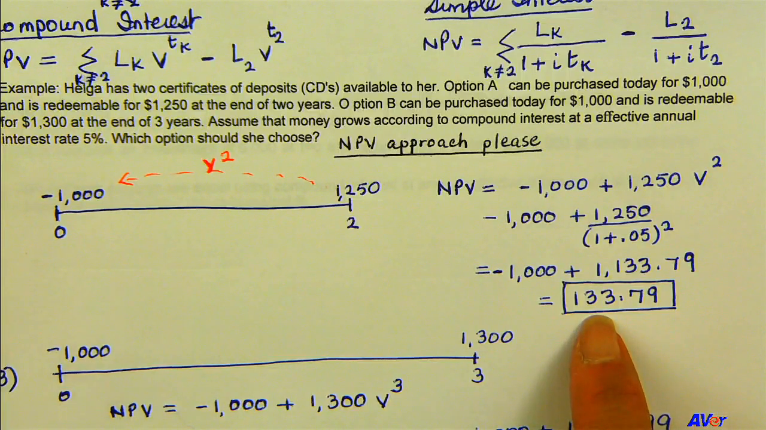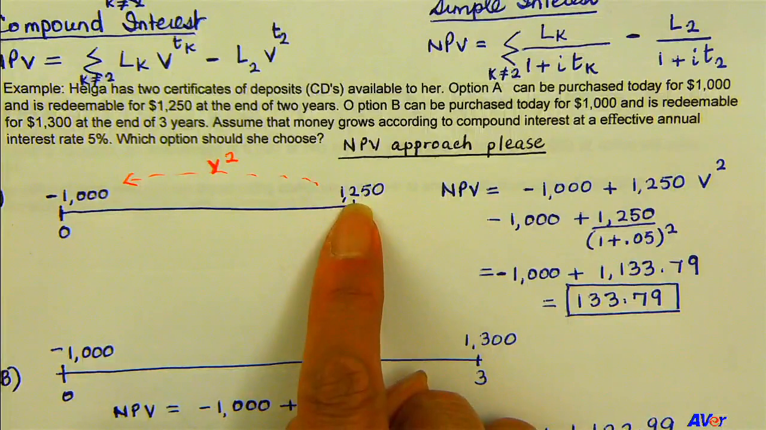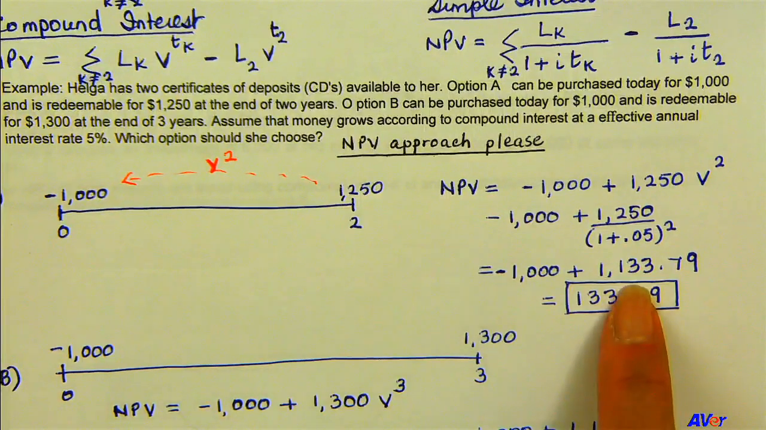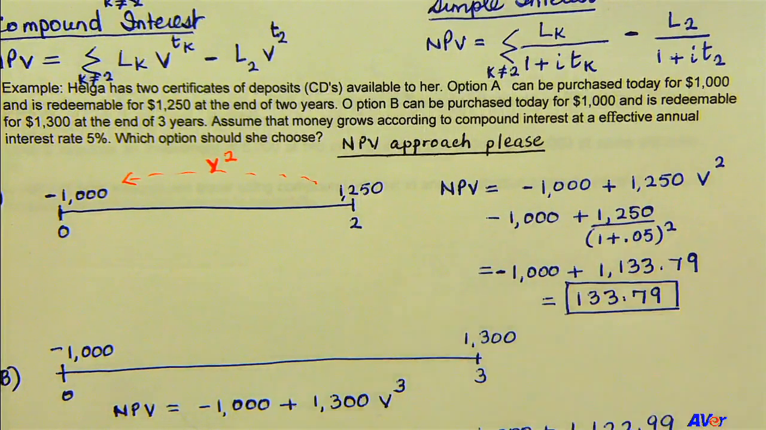The present value of this amount is 1133.79. So realistically, had she put in 1133.79, that would have grown to 1250. But she only put in $1,000. So basically, the bank is giving her $133.79 now to do nothing. That's what it amounts to, for free.